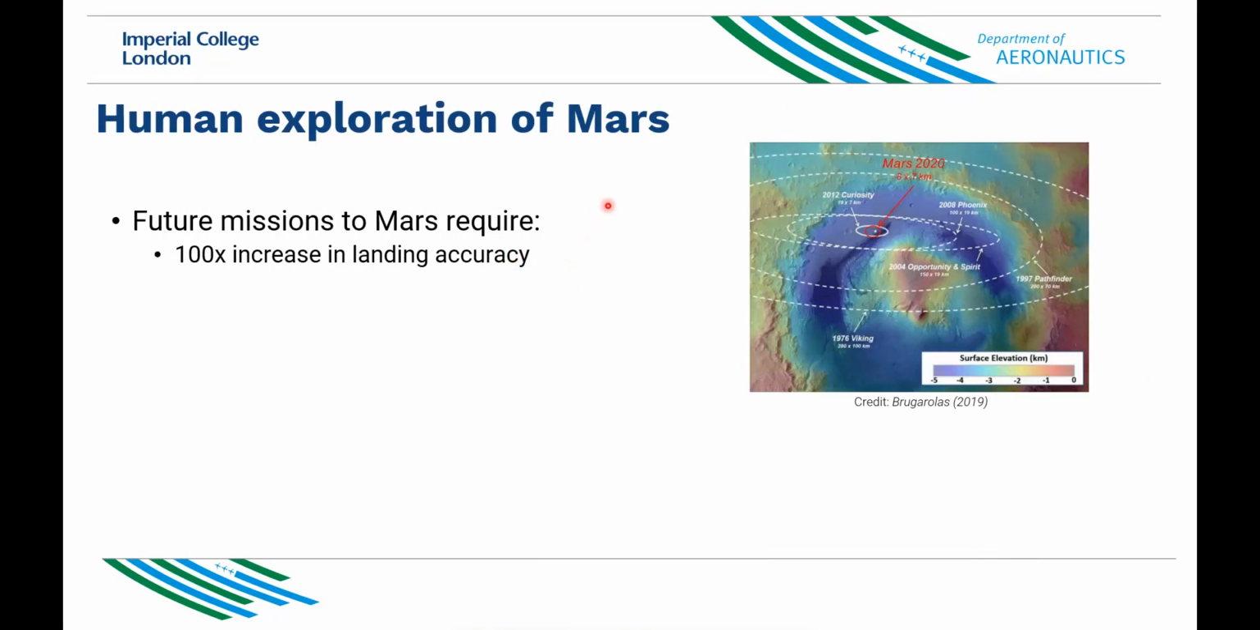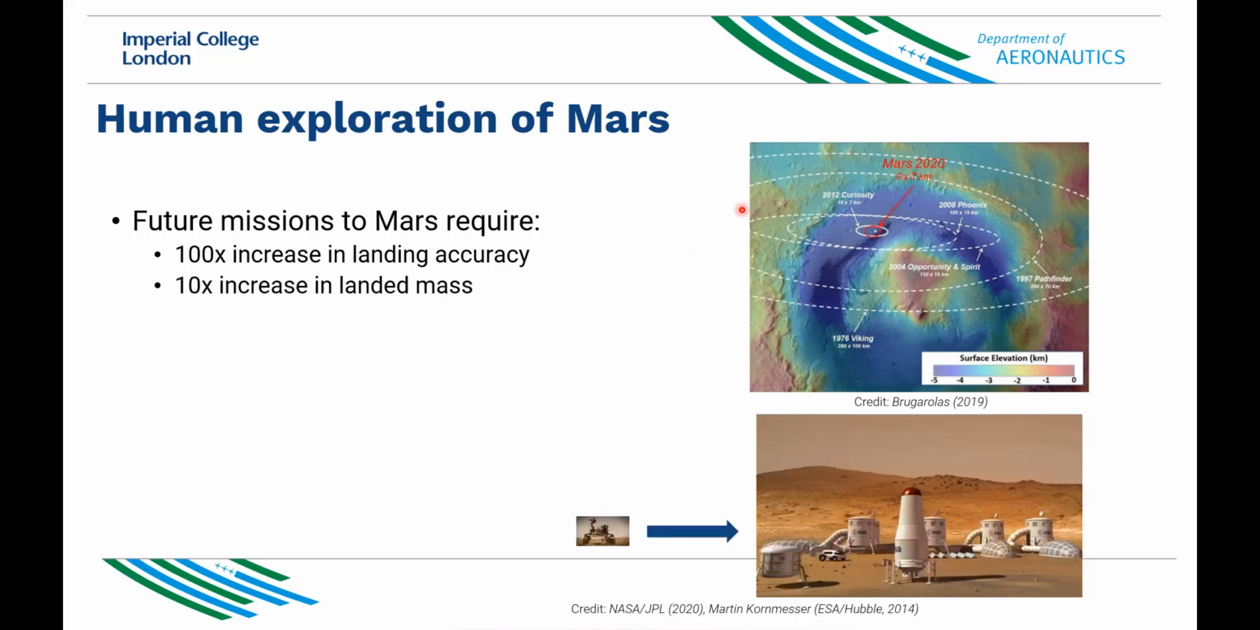So, if we want to enable the human exploration of Mars, future missions to establish a human presence would require a 100-fold increase in landing accuracy from current capabilities. The current capabilities essentially mean that for Mars 2020, we can constrain the landing site to an 8 by 7 kilometer ellipse, and we want to bring this down to 50 meters. And also we want to increase the landed mass tenfold, because rather than landing a rover that's the size of a small car, we want to actually land components for a full-fledged base for humans.